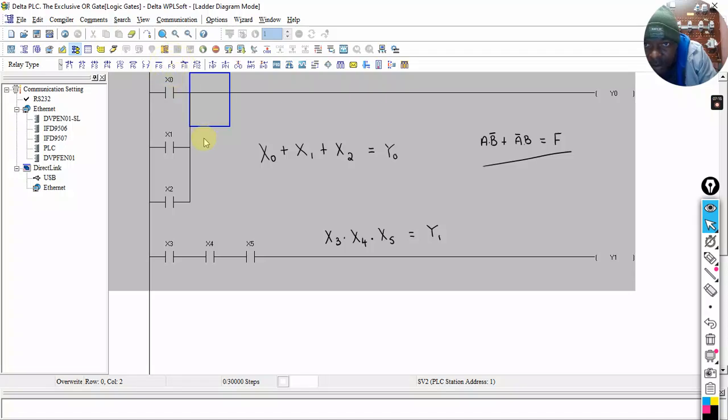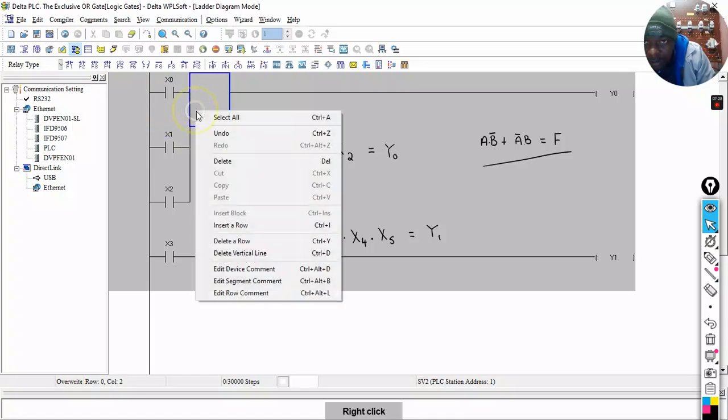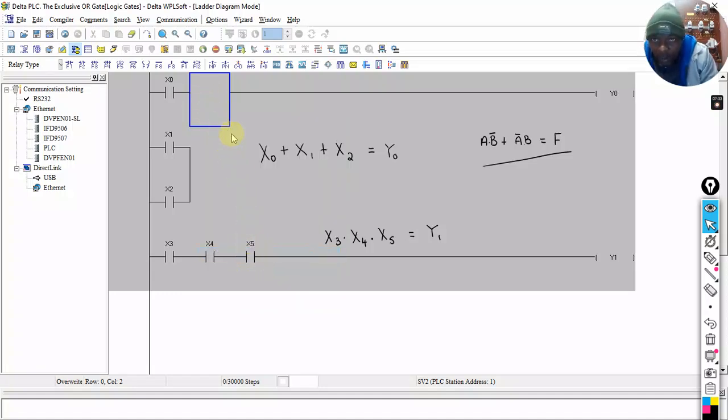I'm clicking. Alright, let me just right click. I thought clicking on it would just ping it. Let's just right click. Now I am deleting the vertical line. I want to put them in an AND situation, a normally open with a normally closed. Remember I said that from the previous scenario, our NOT gate was the normally closed. So this is a NOT B.